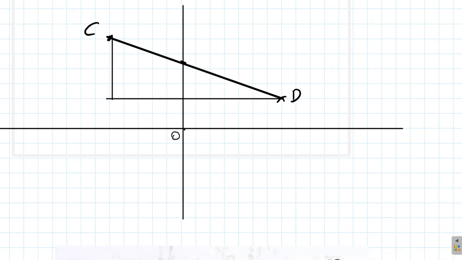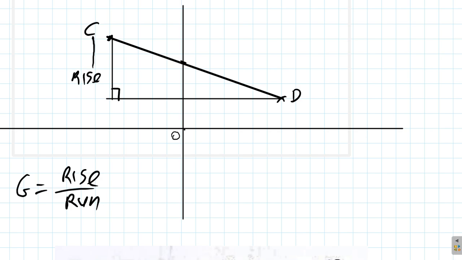Now, you can consider the gradient. Let me put G for gradient, is the rise divided by the run. Or if you form a right angle triangle, rise would be the vertical height of the triangle. Run would be the horizontal width of the triangle. Alright?